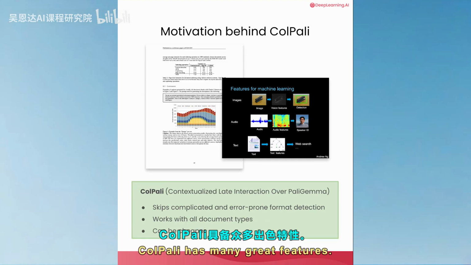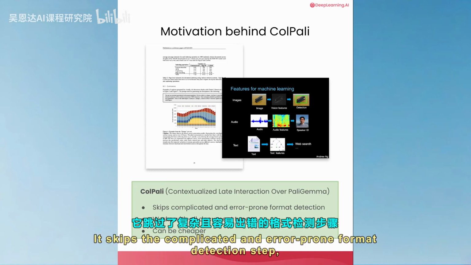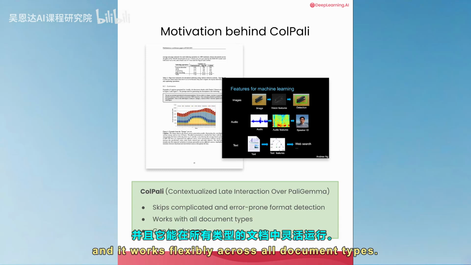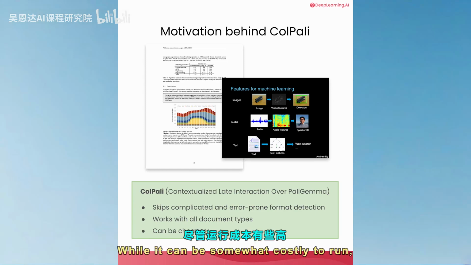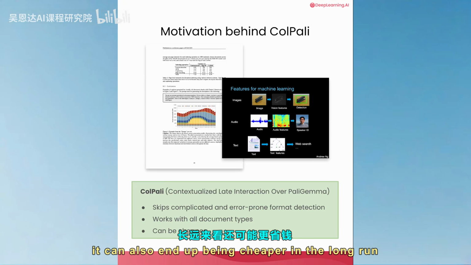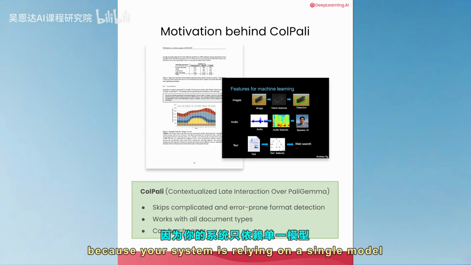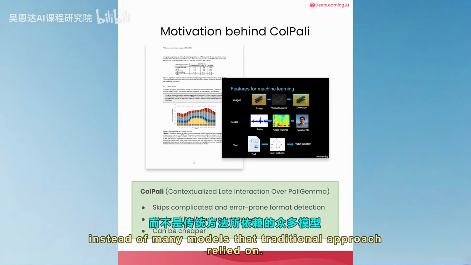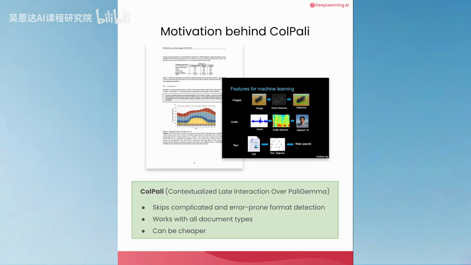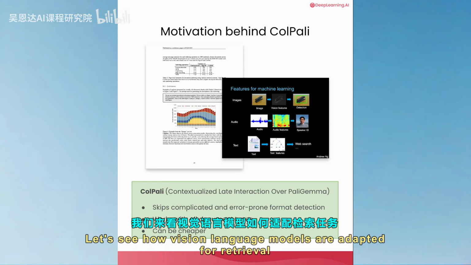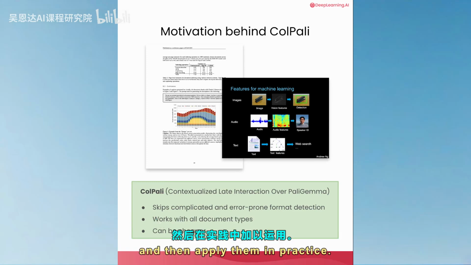ColPali has many great features. It skips the complicated and error-prone format detection step, and it works flexibly across all document types. While it can be somewhat costly to run, it can also end up being cheaper in the long run because your system is relying on a single model instead of many models that the traditional approach relied on. Let's see how vision language models are adapted for retrieval and then apply them in practice.